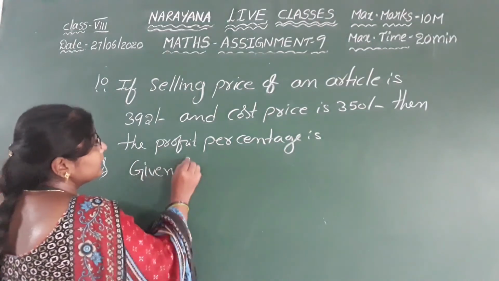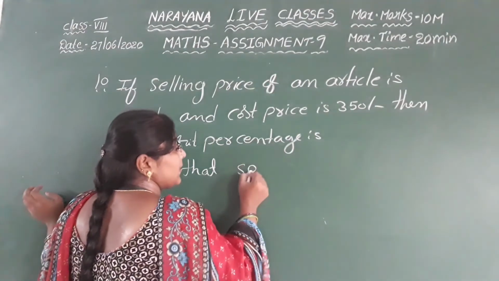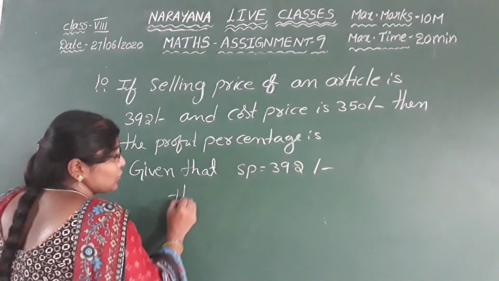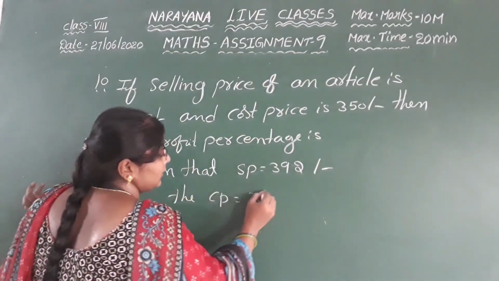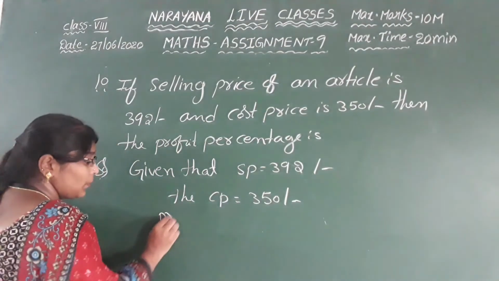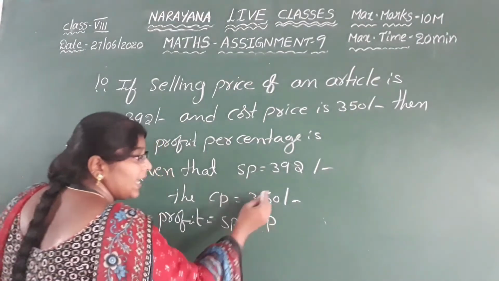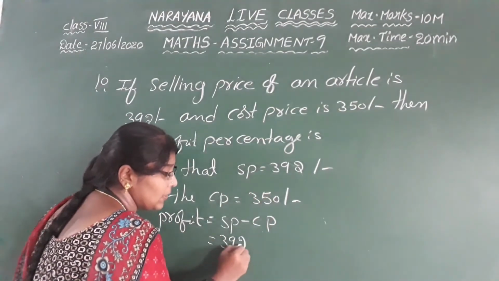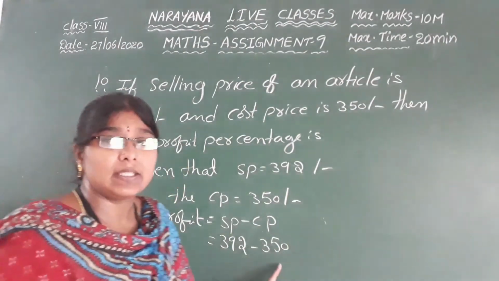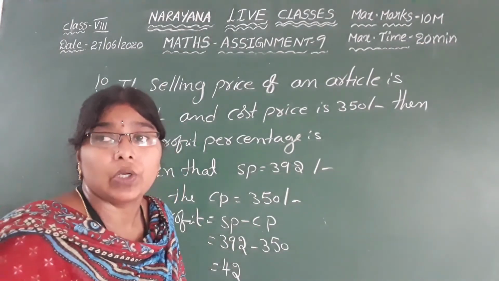Given that selling price is 392 rupees, and the cost price is equal to 350 rupees is given. So profit is equal to SP minus CP. SP is 392, CP is 350. So 392 minus 350, we get the profit as 42 rupees.